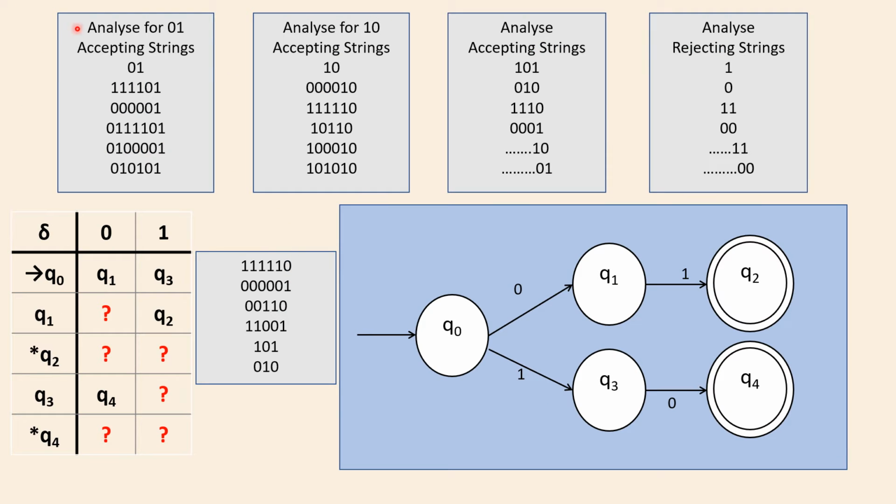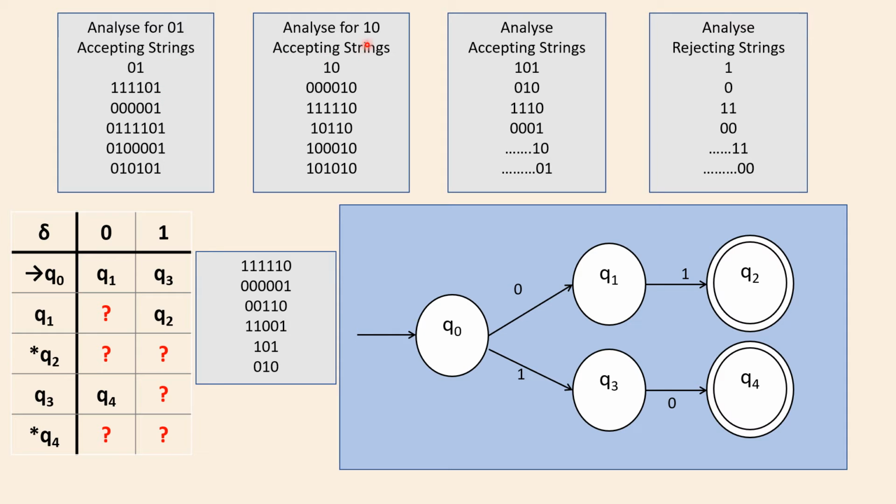Now let us analyze the problem by seeing few accepting strings and rejecting strings. Now if my string is ending with 0, 1, all those strings are supposed to be accepted. So 0, 1 is accepted. N number of ones ending with 0, 1 is accepted. N number of zeros ending with 0, 1 is accepted. Or n number of combinations of zeros and ones which is ending with 0, 1 is accepted by the DFA.